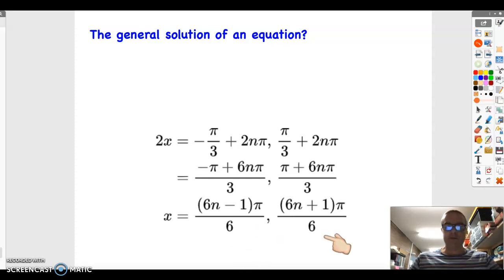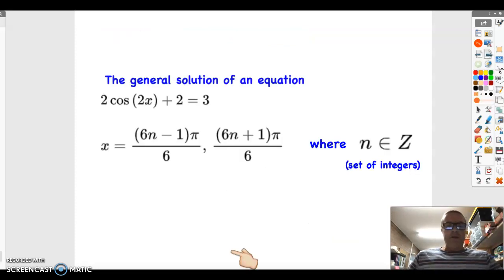And this is actually very similar to what the calculator gave us before. So 6n minus 1 pi over 6, 6n plus 1 pi over 6. That will be the general solution to our equation. When we express a general solution, it's simply like that. We use that expression. It's important that we specify exactly what we mean by n. n is an element of the set of Z, which is simply to say that n can be any whole number, any integer, positive or negative, or 0.